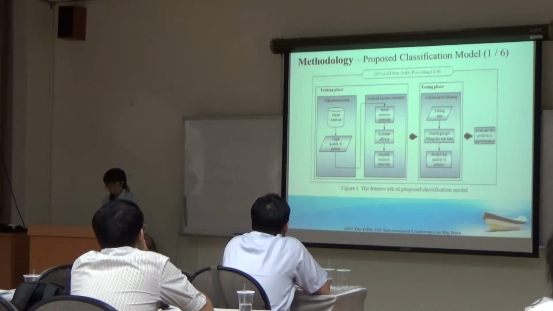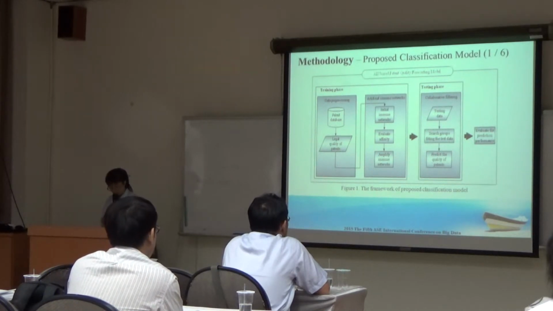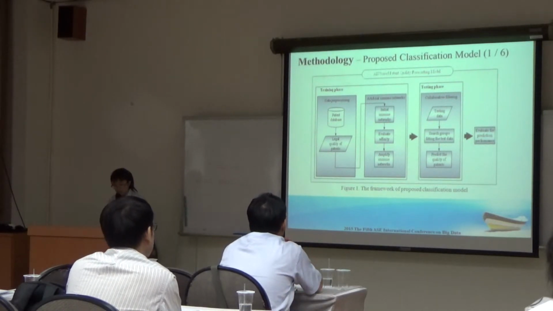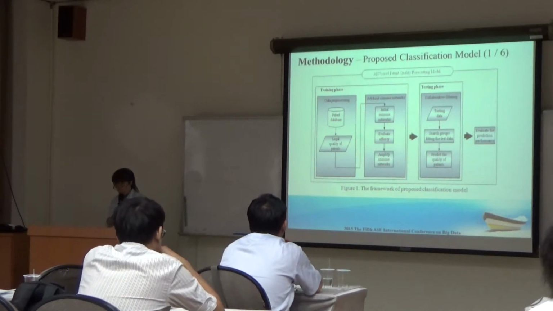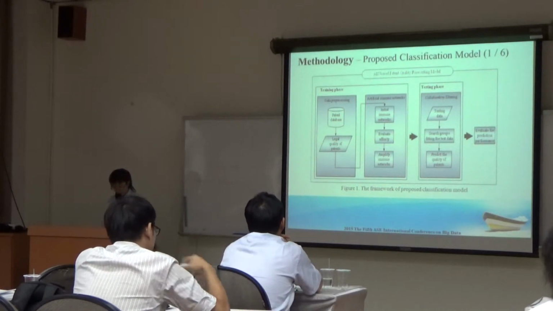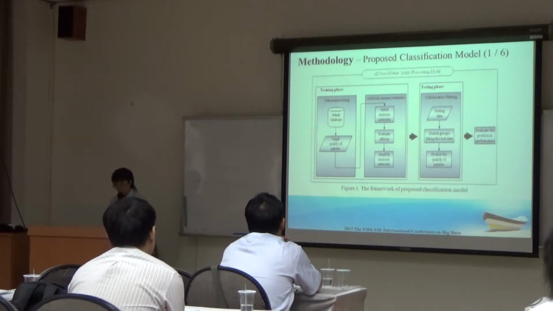This is the framework of the proposed classification model, including two phases: the training phase and the testing phase. In the training phase, we adopt the content data of the patents and select 19 major indicators that are considered as the features of the patent. According to these indicators, we apply the AIS to build the classification model.